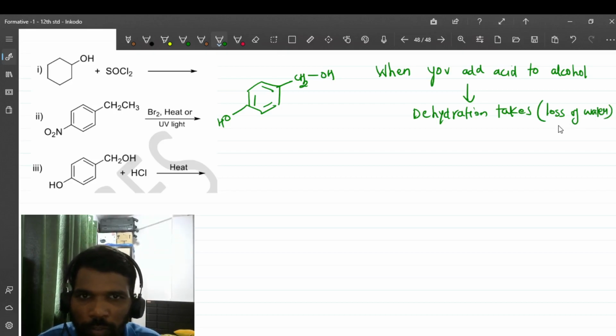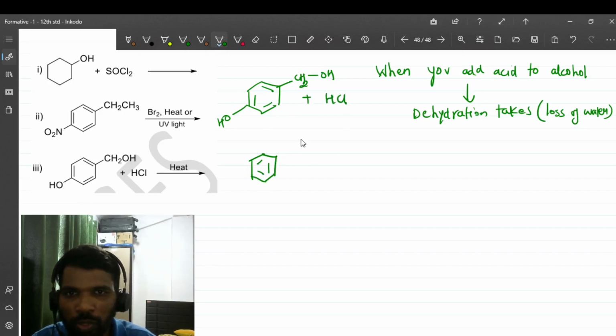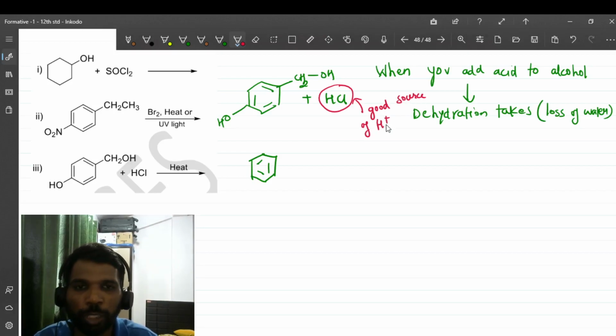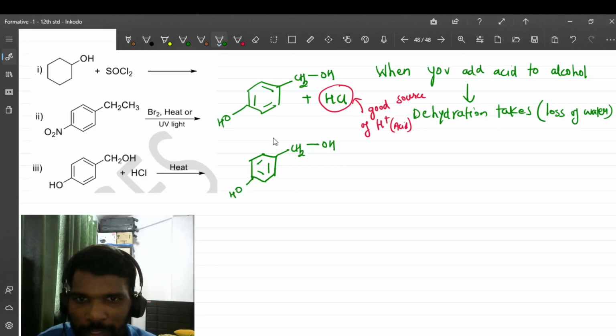Okay. So here, first, what is the step? We'll write the possibility for this step. So this is that reaction. It is reacting with HCl, no? So HCl is what? A good source of H plus. H plus means acid, right? So here there is this CH2OH and here it is OH. Now we'll see the attack.